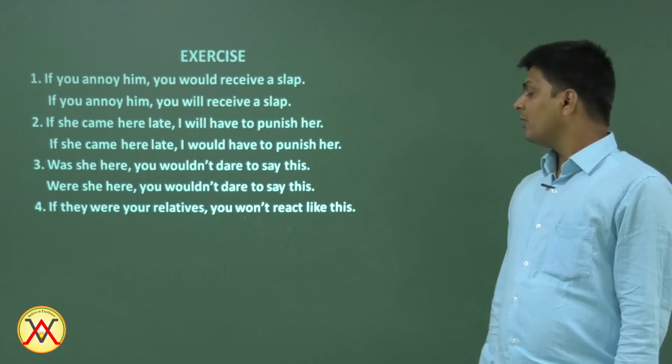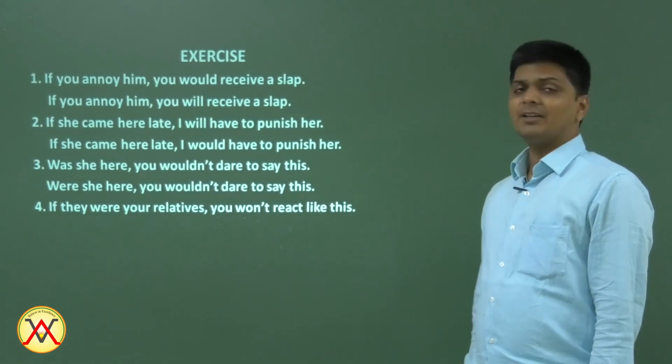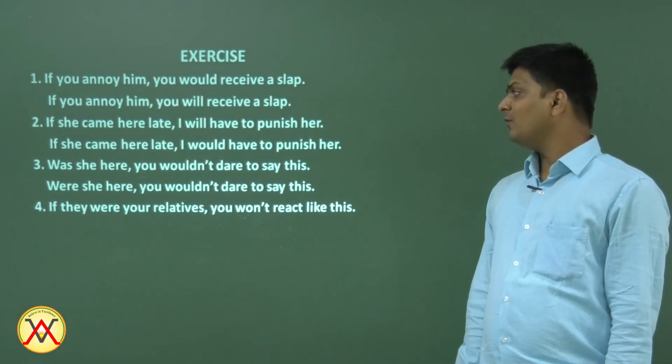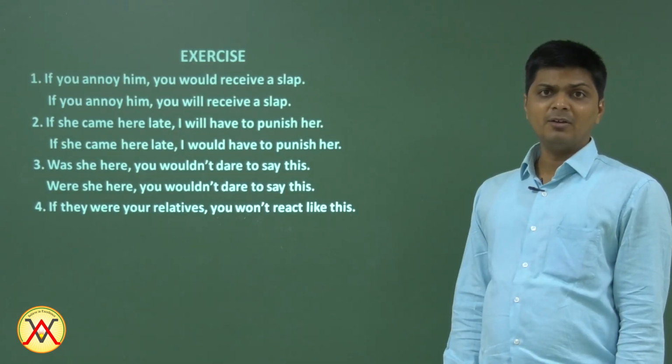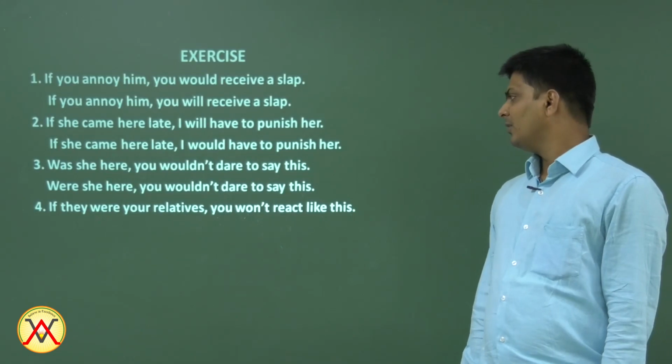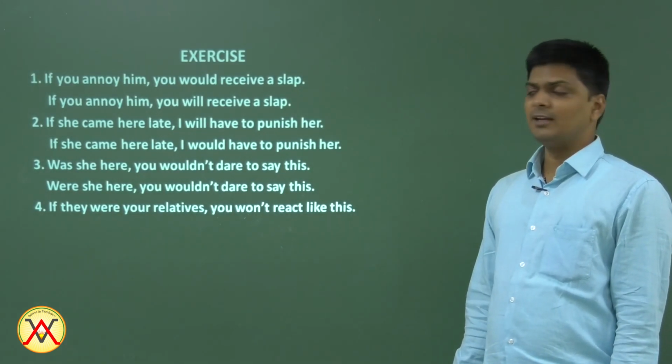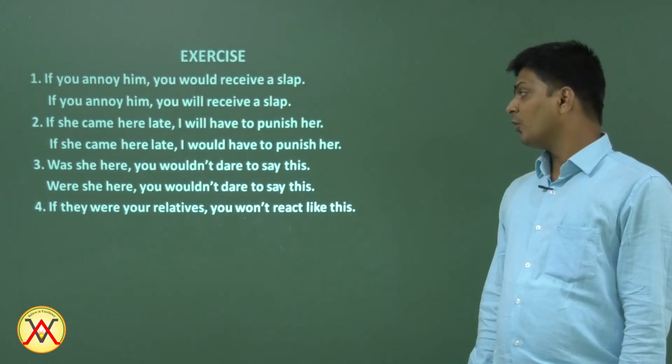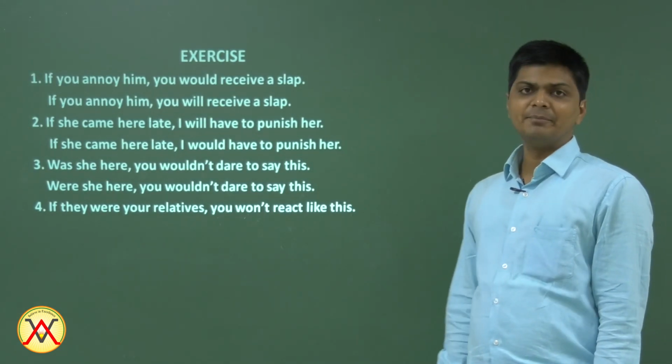Fourth one, if they were your relatives, you won't react like this. So on one side we have were plus complement, on the other side it should be what? Would, could, might plus first form. So won't will not do here, it should be wouldn't. If they were your relatives, you wouldn't react like this.